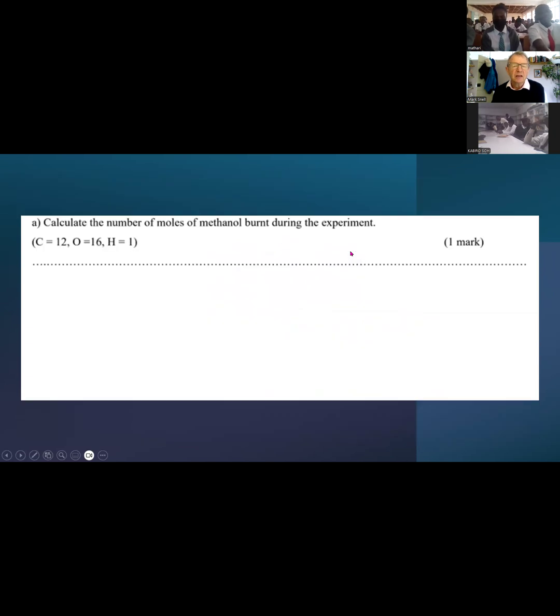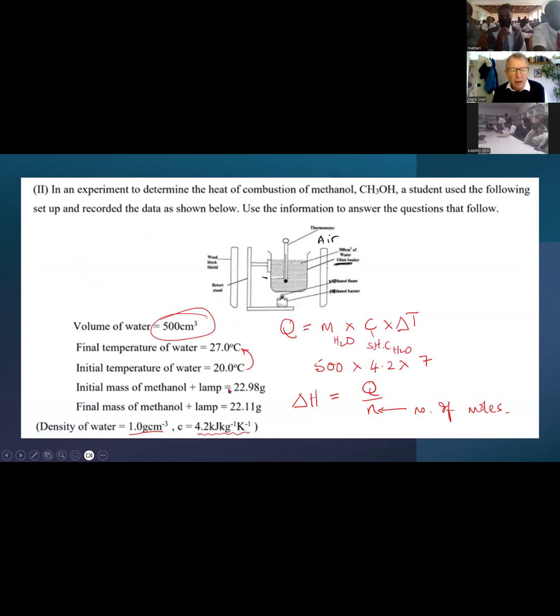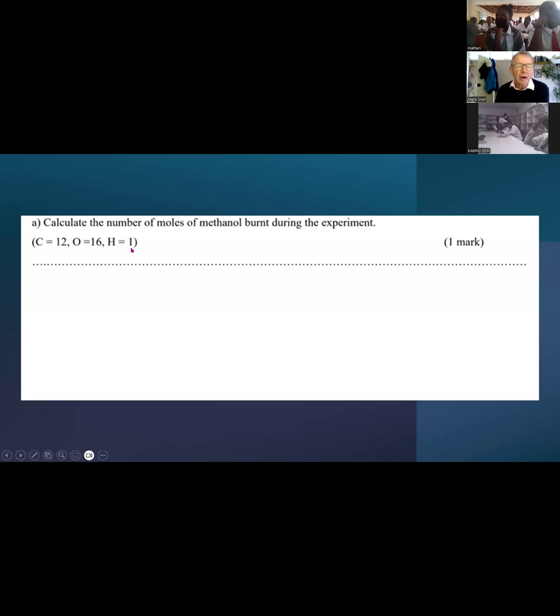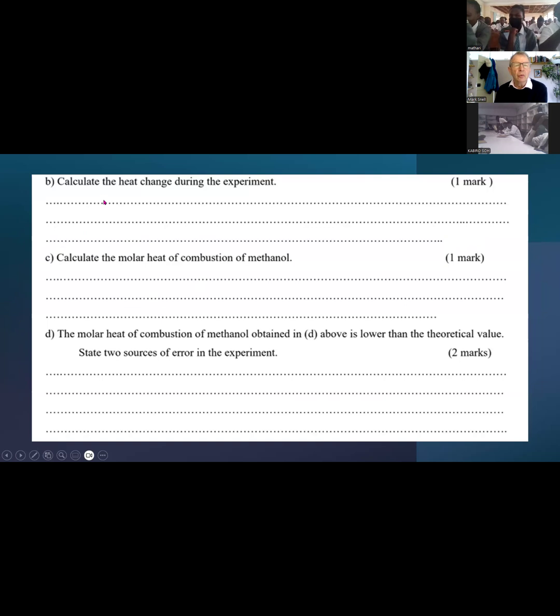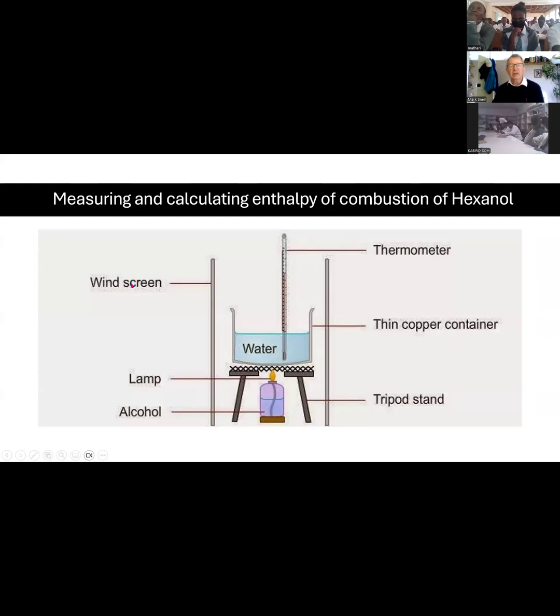So here it is. Calculate the number of moles burned. Well, we know the mass at the beginning was 22.98 and afterwards 22.11. So we know that 0.87 grams has burned. So moles is grams over RMM, 0.87 over the mass of methanol. Q, we've just done. Delta H, I've told you how to do. So let's have a look at another one. This one's for you to have a go at.